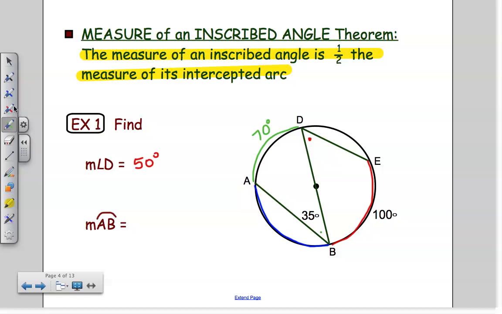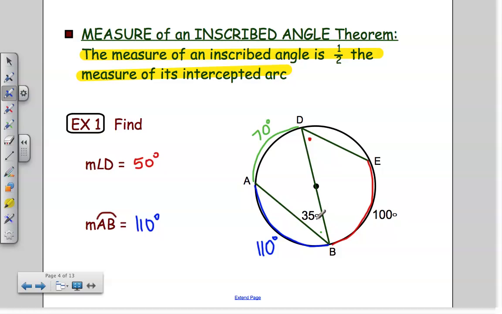And now I'm going to use this diameter because I know that this whole arc is a semicircle. And a semicircle is 180 degrees. Therefore, if this is 70, 180 minus 70, this blue arc that I was looking for, arc AB, would have to be 110. So 110 degrees there.